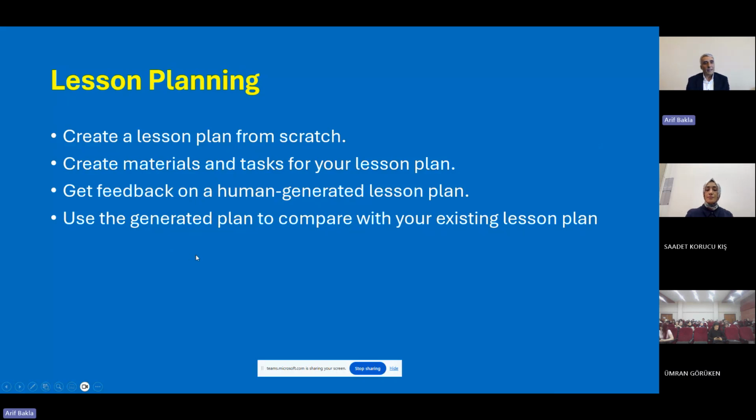Well, if you use AI tools for lesson planning, you have a number of options that could be somehow categorized under these general headings. You create a lesson plan from scratch. It's possible. Give the prompt, it will give you a whole lesson plan. Or you can create materials or tasks within a particular lesson plan. This will be a partial help, but it is very helpful.